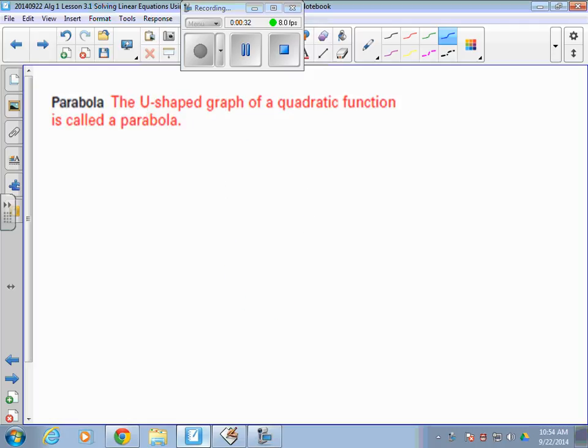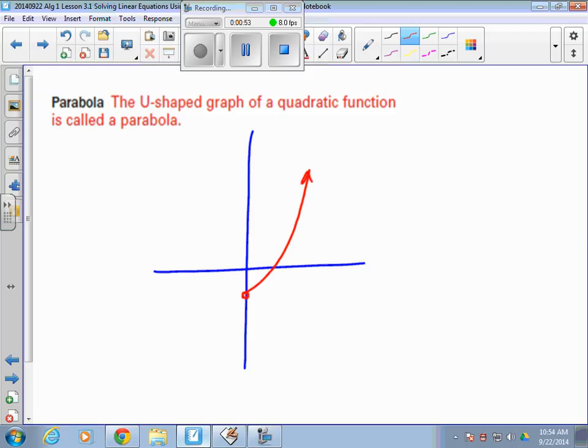A parabola is a U-shaped graph of a quadratic function. What you wind up doing when you graph this is, if this was the vertex here, we're going to graph this side, and then we're going to make it match on this side, and we're going to create our parabola that way. But a parabola is U-shaped.